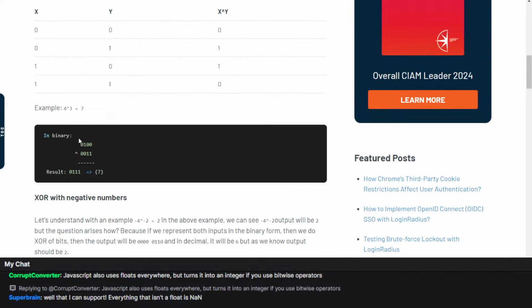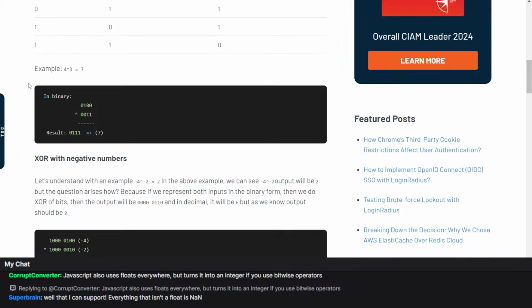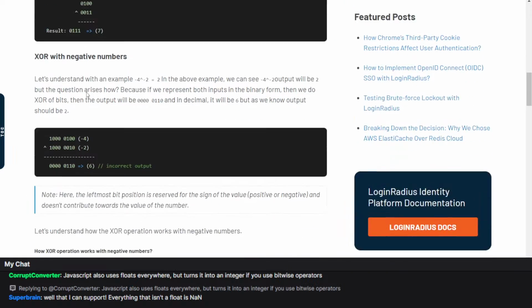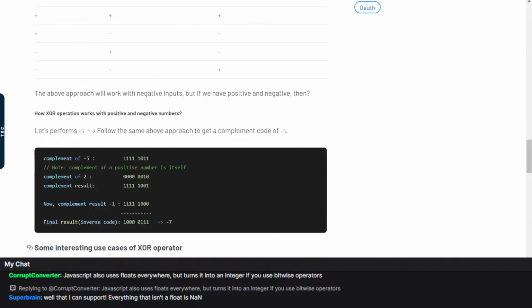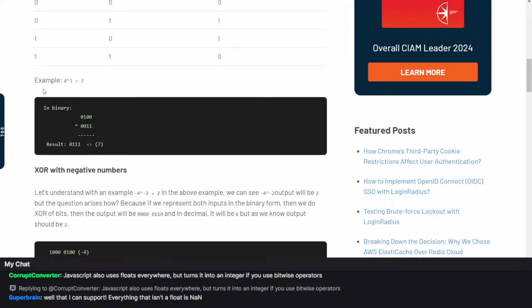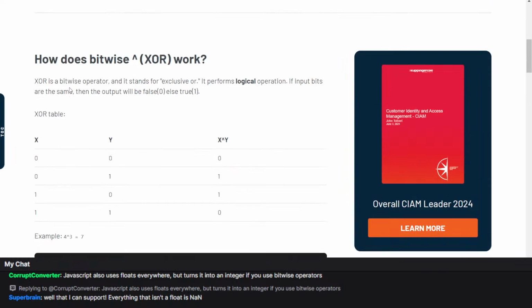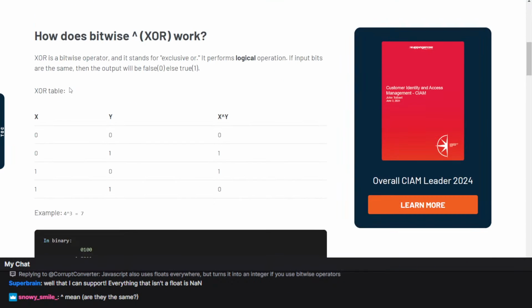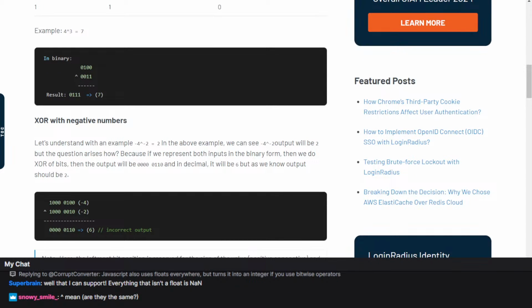Oh my god. I don't think this explanation is that good, because he just gives this example, and he's like, now you know it. No, I don't! Maybe I should find another link.